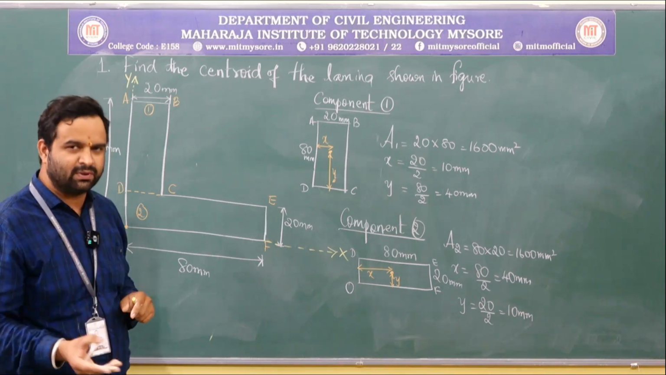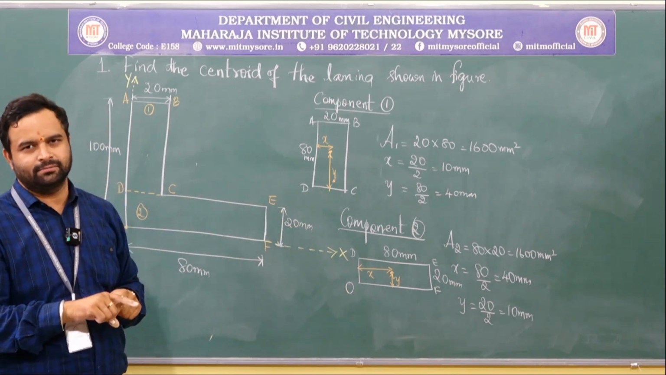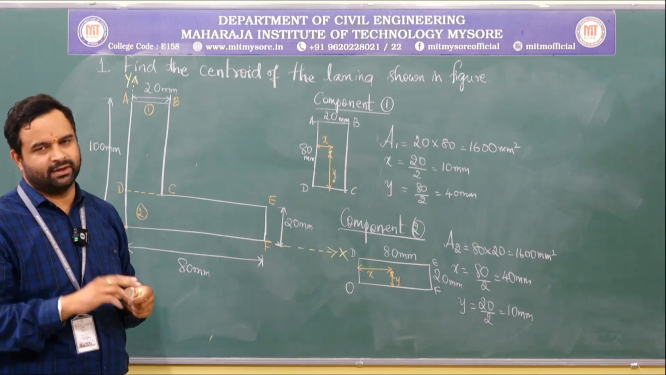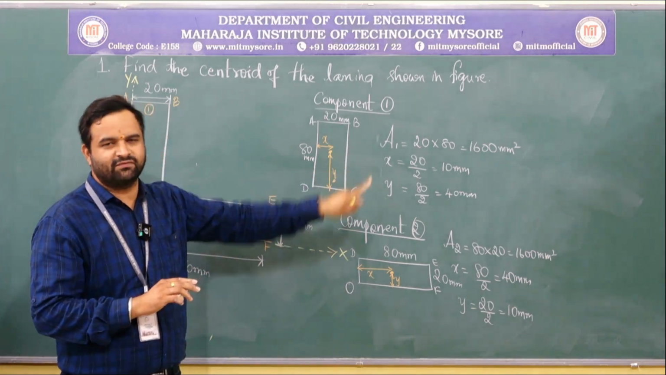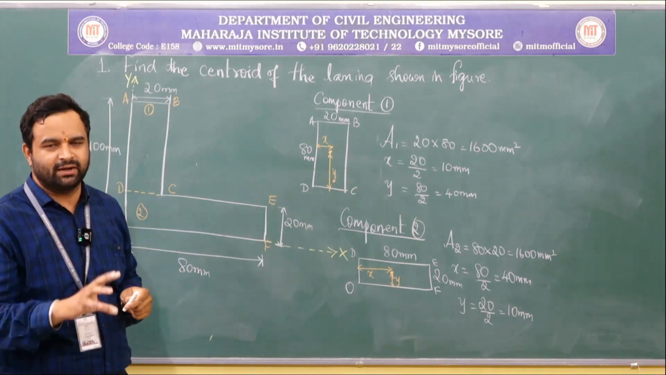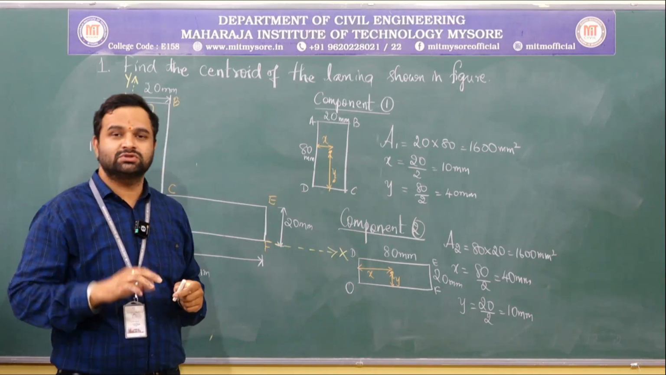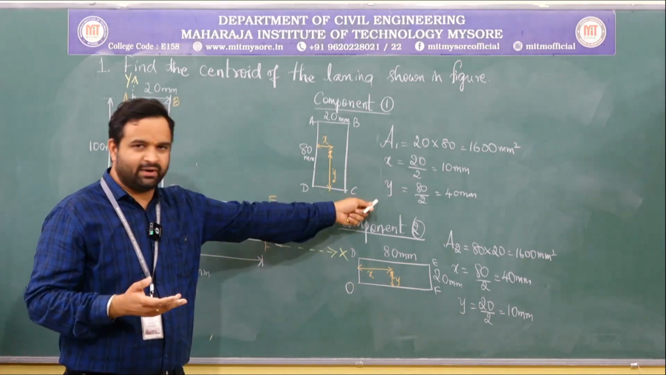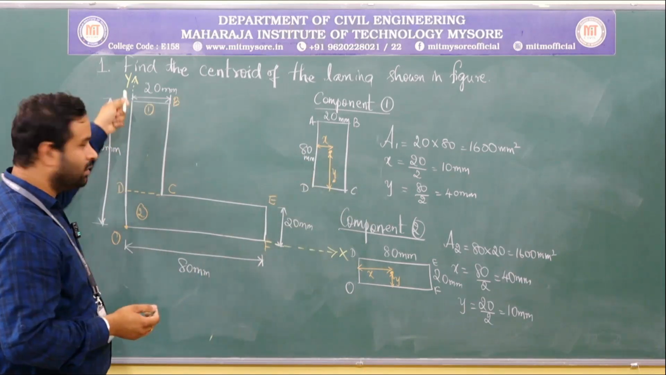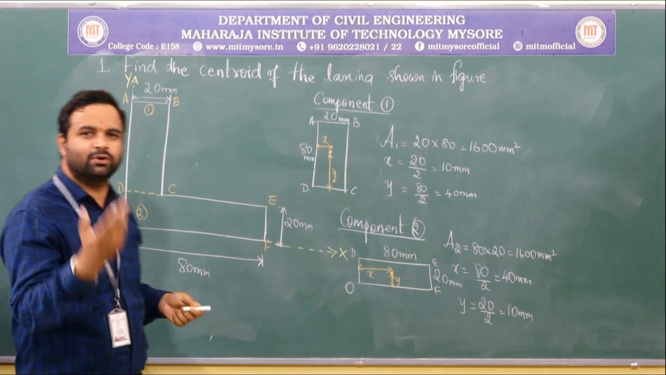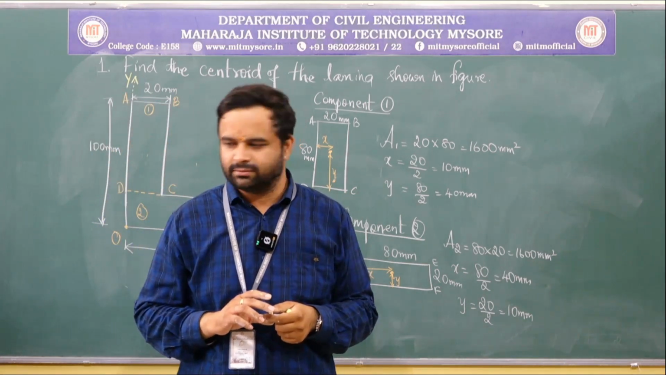Now, to make it simpler, let me write this data in a tabular column. That will be much better. Okay. So, this is only for your reference, how it is determined, how the centroidal components of individual figures whose centroidal values are already known are determined first, and then you have to place it on the referral axis and try to locate or measure the centroidal values. Okay.